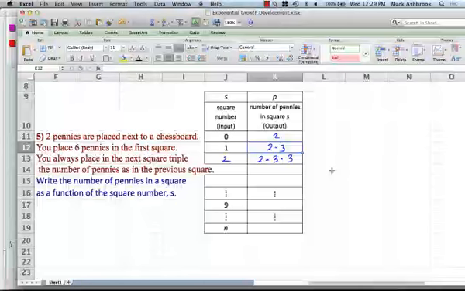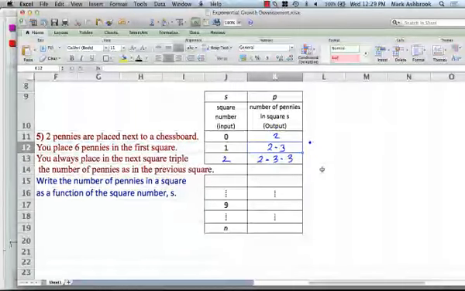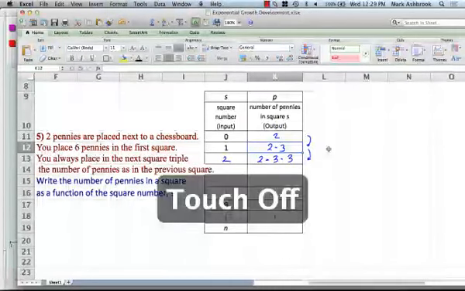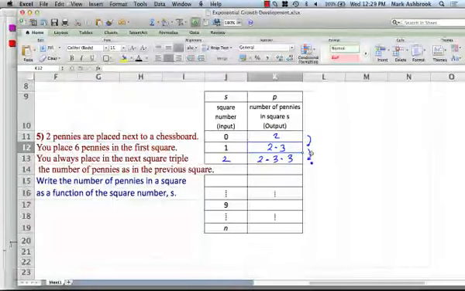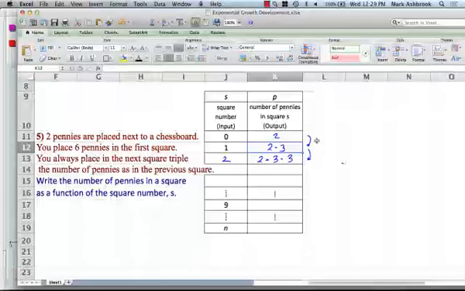Okay, so let's see, somebody new. Taylor, what's the growth factor? It's growing every time by 3. So every single time, to get the pennies in the next square, you take the pennies in the previous square, and you, what? Multiply by 3.